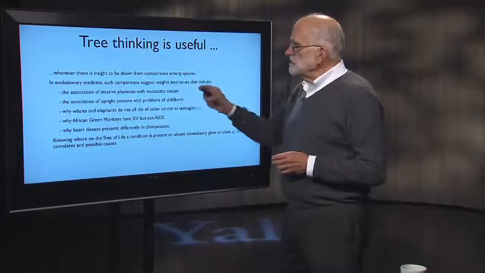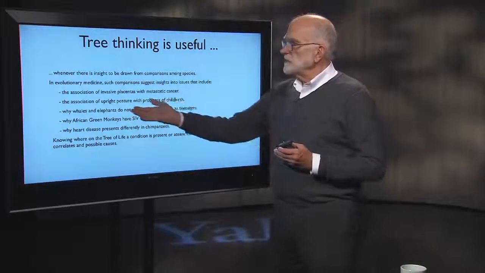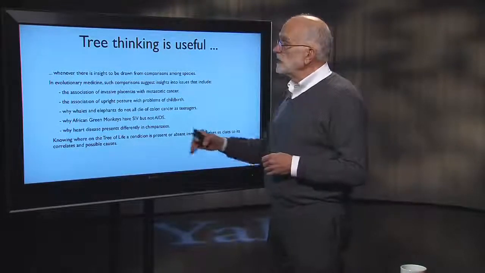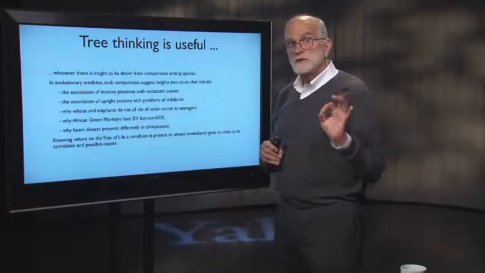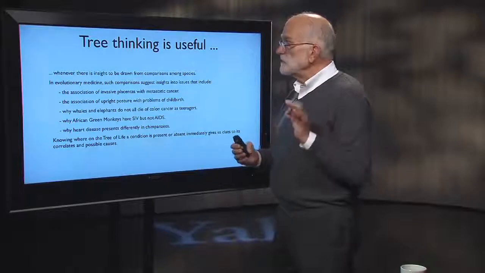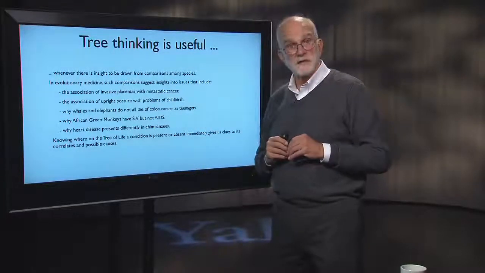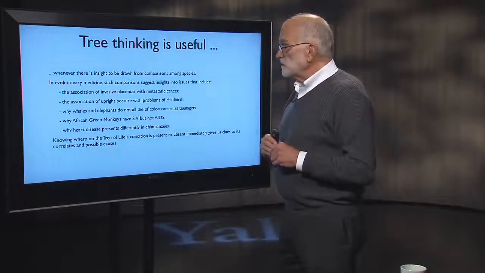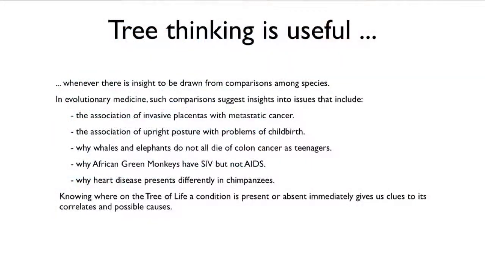And in evolutionary medicine, such comparisons are useful when we think about, for example, the fact that primates like us, actually the hominids, particularly humans, have very invasive placentas in which the fetal stem cells are invading the endometrium to build the placenta, and those stem cells have many properties of cells that then form in later life metastatic cancer. Of course, it helps us with understanding the association of upright posture with problems in childbirth. It helps us understand why whales and elephants, which have thousands to millions of times more cells in their body than we do, don't all die of colon cancer when they're teenagers. It helps us to see that that's a problem.